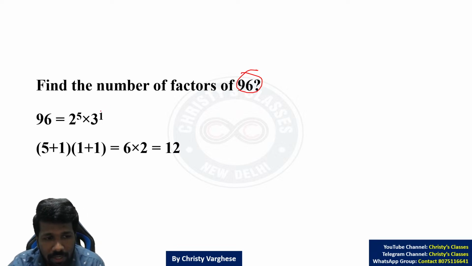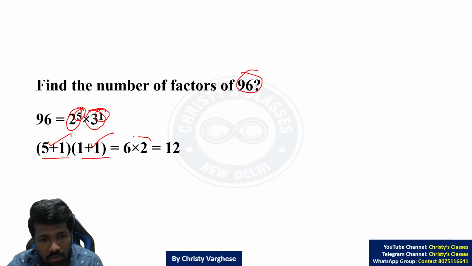So we use that shortcut technique we discussed. 2 raised to 5 into 3 raised to 1 is the prime factorization of 96. So in 2 raised to 5 into 3 raised to 1, 5 and 1 are the powers. So add 1 to that. 5 plus 1 and 1 plus 1. 6 into 2, 12 will be the number of factors. All clear?